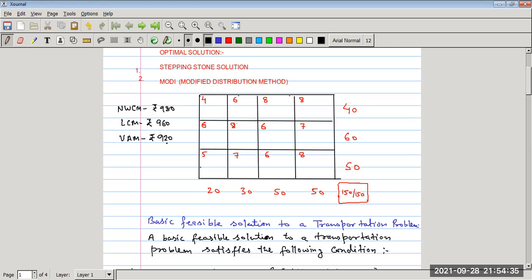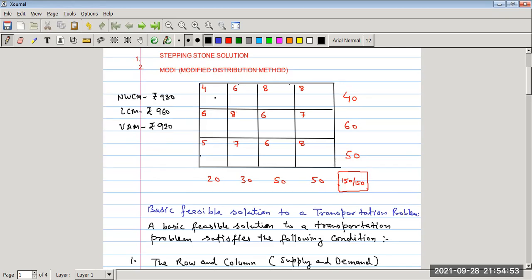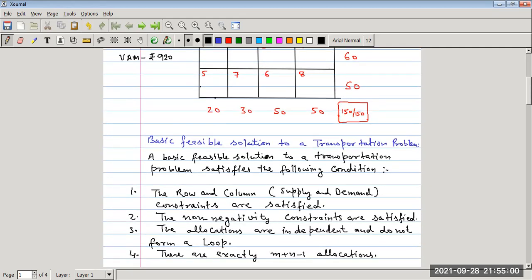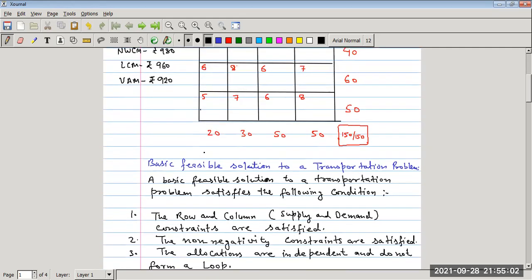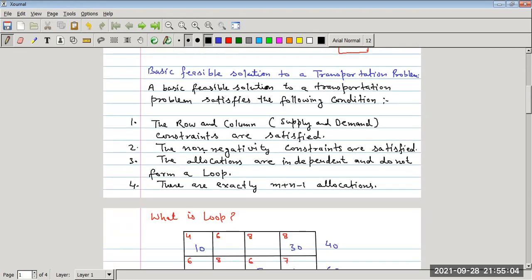So Vogel's approximation method gives us the minimum cost. Now we have to check whether Vogel's approximation method gives the optimal solution or not. If it does not, then we have to find what the optimal solution is for this problem. In this video lecture we are discussing only the stepping stone method. So first, the basic feasible solution to a transportation problem.